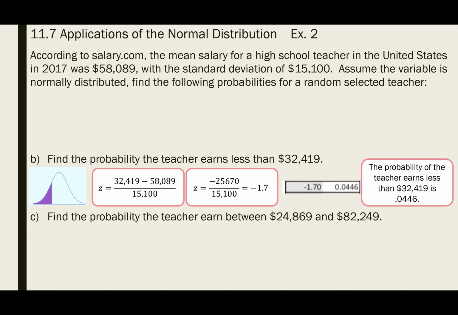Question with B, because we try to find an area to the left, which is less than some value, is the area to the left. And because of the area to the left, we will just take the area from the table. But the small detour is we need to find a z-score.